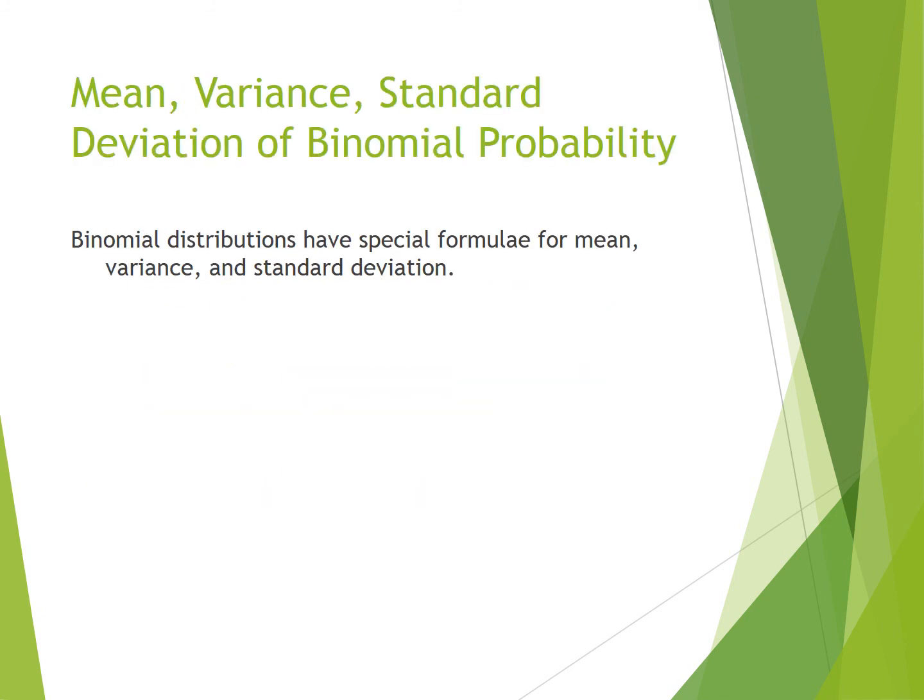Okay, if we were looking at the last example where n was 5 and p was 0.25, then the mean would be 5 times 0.25, or in other words, the mean is 1.25.